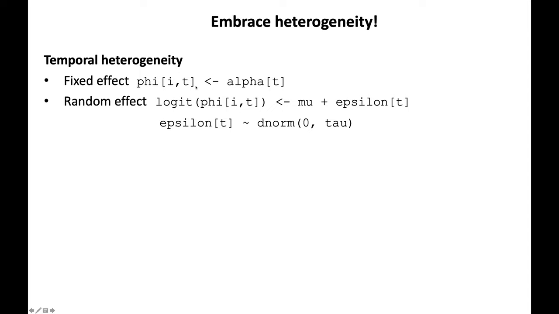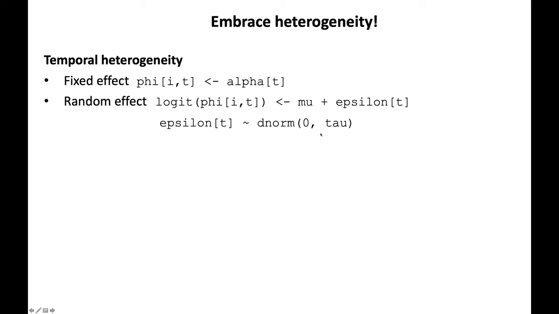So the epsilons are the random effects, and they are distributed as a normal distribution with mean zero and some precision. You remember in JAGS the precision is one over the variance. So that's the variance or the precision of your random effect, whatever. So it's in a JAGS syntax.